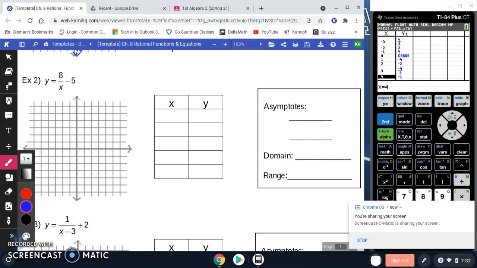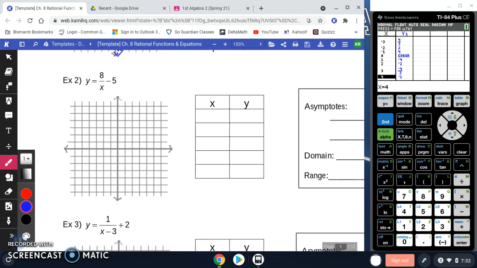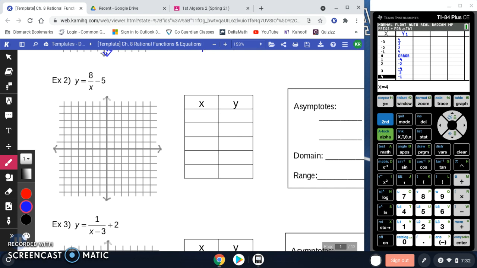Okay, now let's look at this next one. Notice on this one, you do have a k. So right here is your k, -5. Since k is -5, that is your horizontal asymptote. So y equals -5. In the denominator, there is not an h, so h is 0. So x equals 0 for your vertical asymptote.